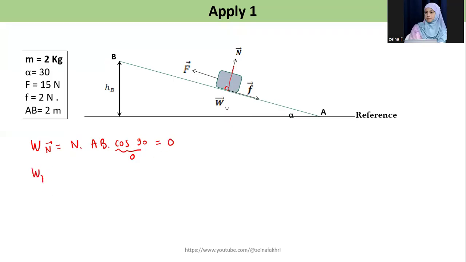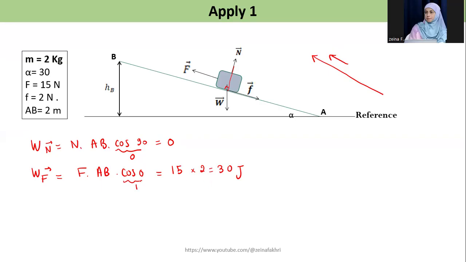Now, the work of the force big F is equal to the force multiplied by AB, the displacement, multiplied by cosine. We notice here that this is the motion from A to B, and this is the force. Both are parallel and in the same direction, which means that the angle is equal to 0. So cosine 0 equals 1. We get 15 multiplied by AB, which equals 2, so it equals 30 joules.